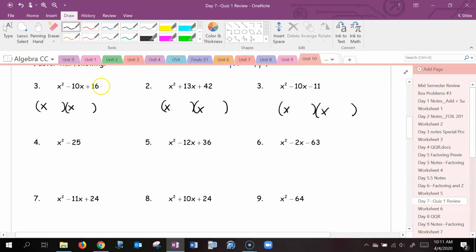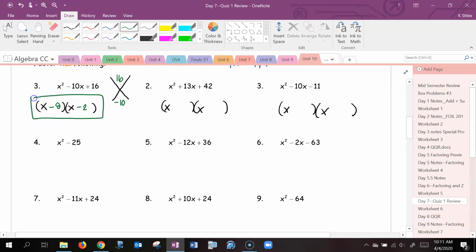Okay, so we are multiplying in number 3. We're multiplying to 16, and we are adding to negative 10. All right, so remember, when you're multiplying to a positive number, you either have 2 positives or 2 negatives. Since we're adding to a negative, they will both be negatives, and those numbers will be 8 and 2.